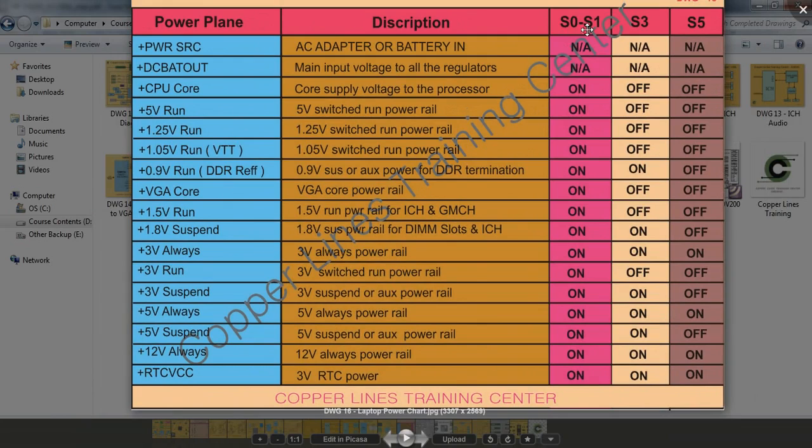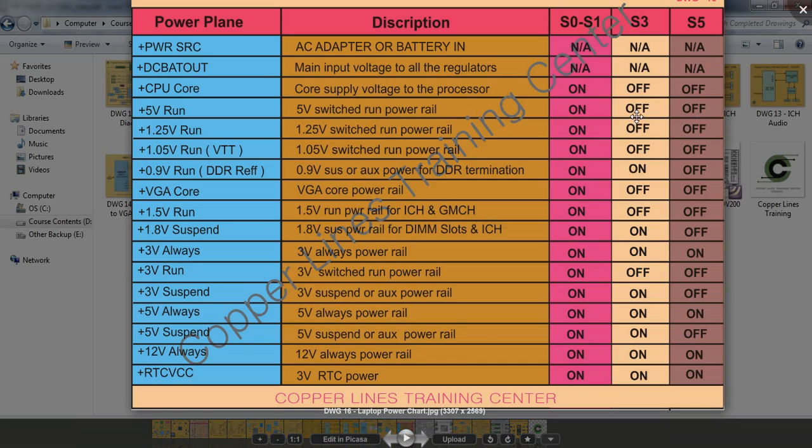These are all S0, S1. This is the run voltage. S5 is the always voltage. There is no power button required. Before pressing the power button, this voltage is present on the notebook motherboard. This is S3. After pressing the power button, very immediately these suspend voltages are produced. After 99 milliseconds, this run voltage will be generated.